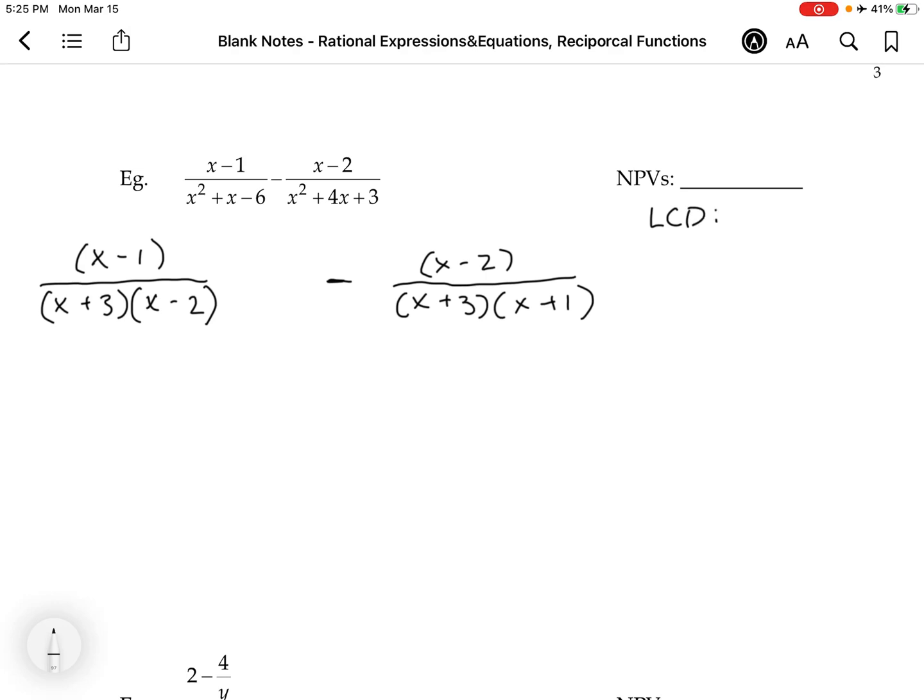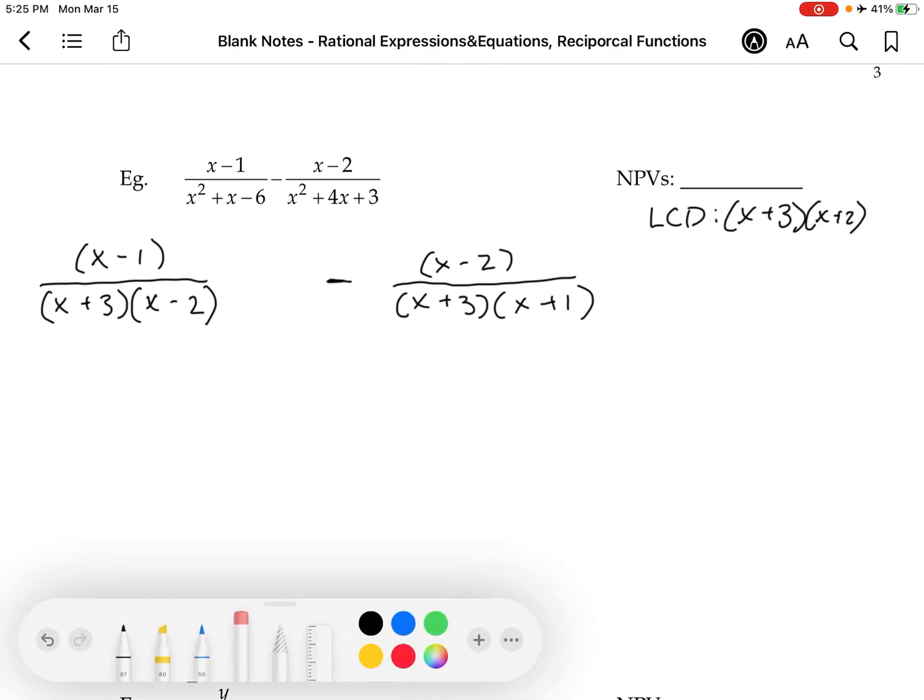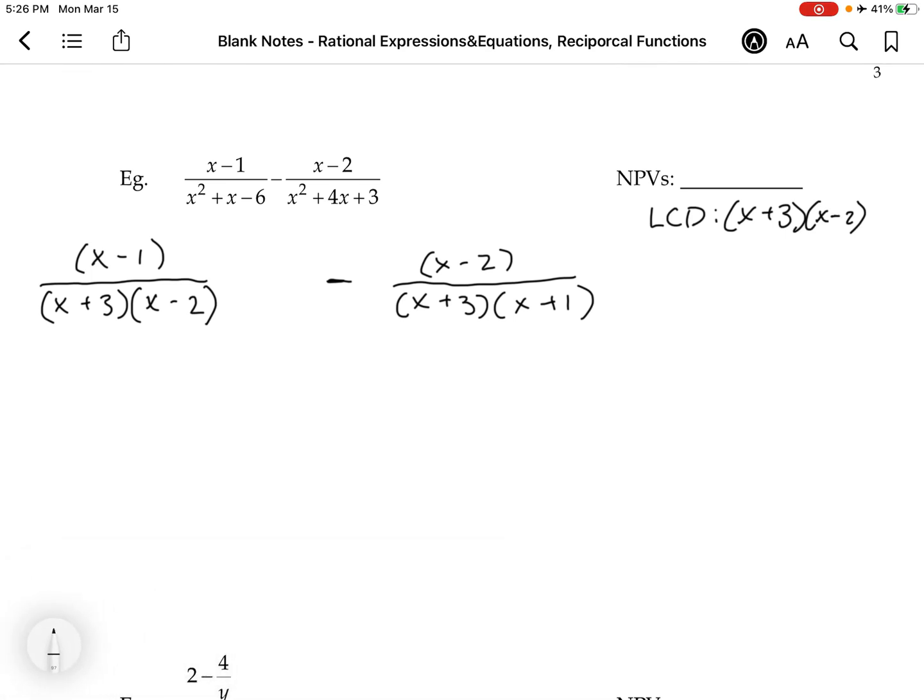Okay, let's work on the LCD. And again, I'm going to do the LCD now. You could do the non-permissibles first if you want to. Okay, so the LCD has to have at least the factors from my first denominator. That's x plus 3 times x plus 2. No, minus 2. Thank goodness for the eraser.